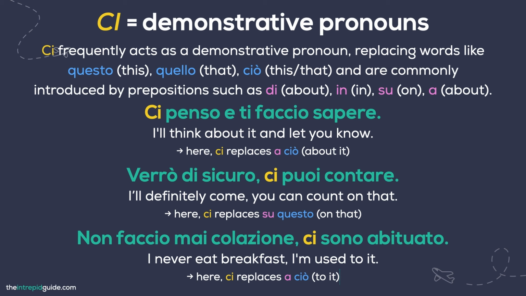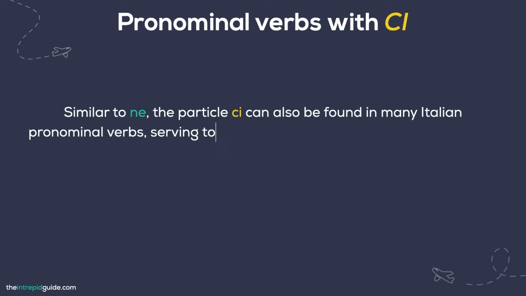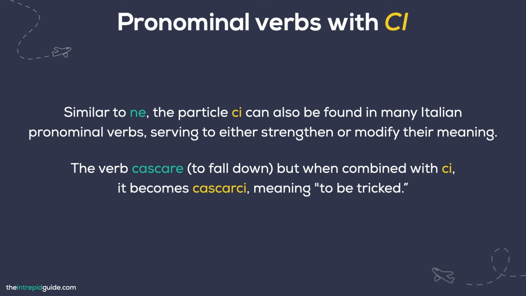Ci means a ciò, to it. Now let's take a look at some pronominal verbs with ci. Similar to ne, the particle ci can also be found in many Italian pronominal verbs, serving to either strengthen or modify their meaning. A great example is the verb cascare, which means to fall down, but when combined with ci, it becomes cascarci, meaning to be tricked.